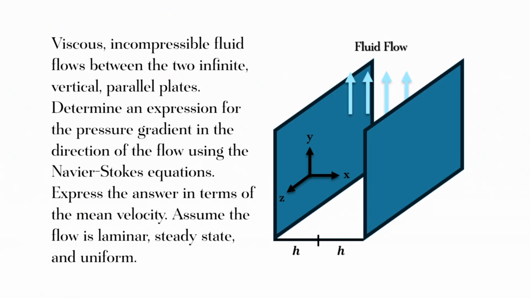So when you find the velocity profile for these problems, that's not the mean velocity. You need to do some integration. It's very easy. We'll do it. You'll see what I mean. Flow is laminar, steady state, and uniform. Let's go ahead and get started.